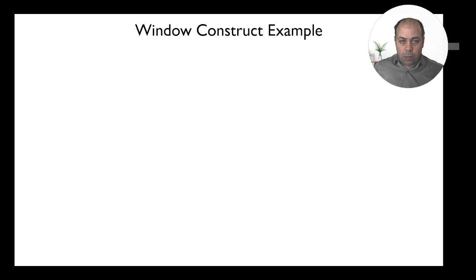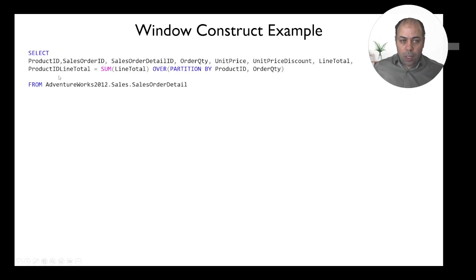Okay, in this slide I will talk about an example of a window construct. So I will just provide you an example. As you can see, this is a select statement. It's just to retrieve some data from the table called sales order details from the common database AdventureWorks. So as you can see here, this is just a bunch of fields, and there is another temporary column here.